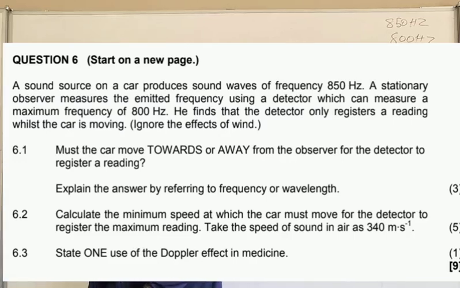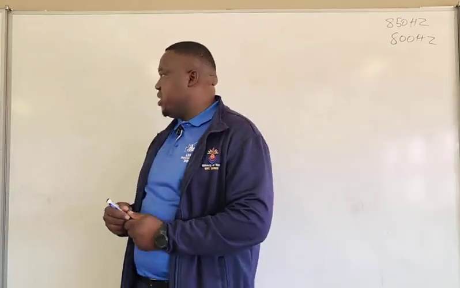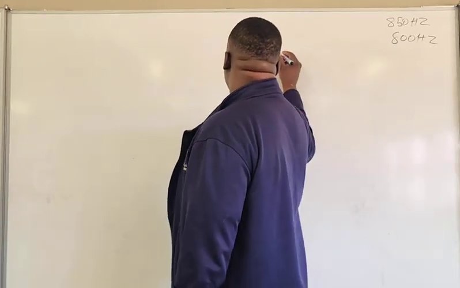Then we come to 6.1. Must the car move toward or away from the observer detector to register a reading? Must the car move away or closer to the detector, I mean for the detector to register a reading? Okay, let's start 6.1.